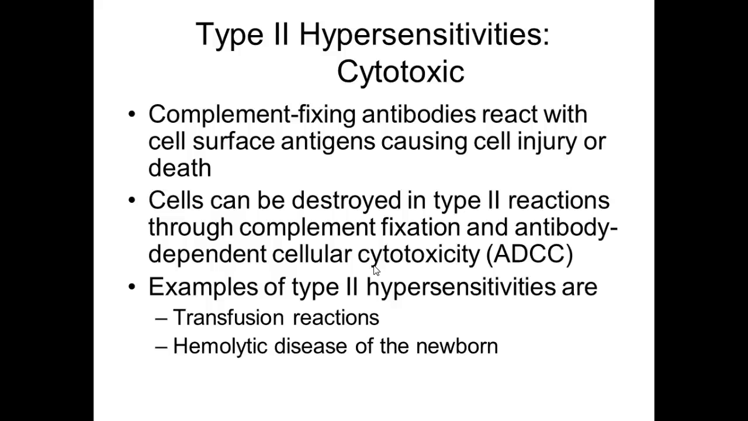Do you guys remember what class of antibody he can interact with? It's just one of them. It can cross the placenta, IgG, right? So IgG can activate complement. We can kill the cells that way. Or it can interact with the natural killer cells, and the natural killer cells will kill those antibody-coated red blood cells.